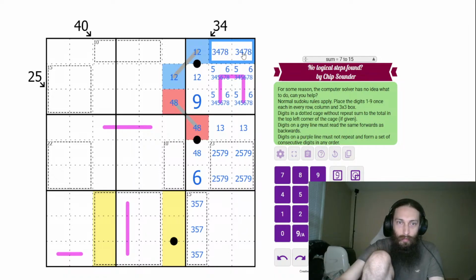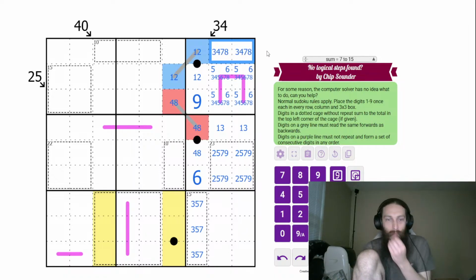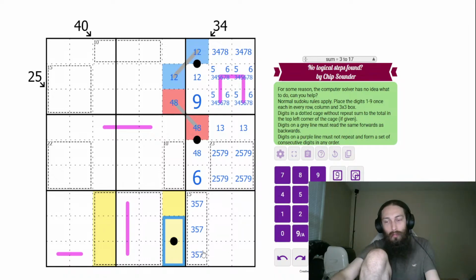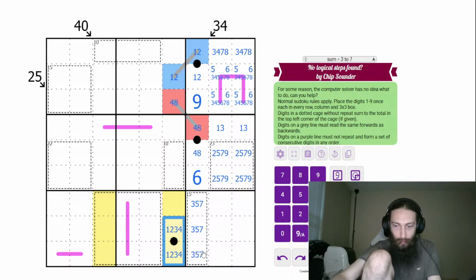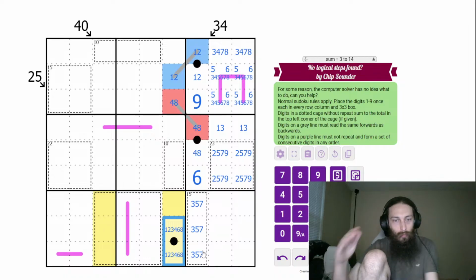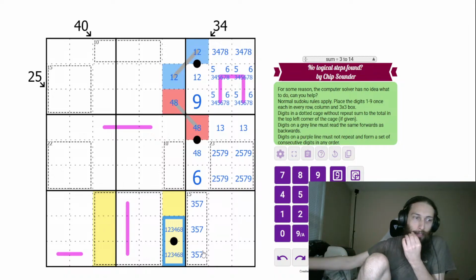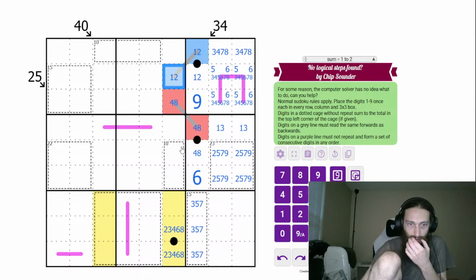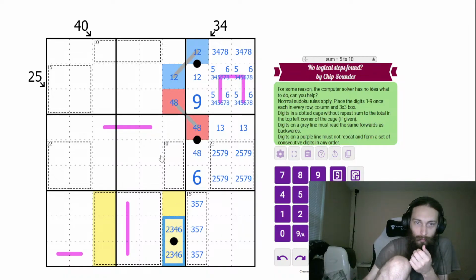3, 4, 7, 8. 1, 2, 3, 4, 6, 8, because 1 doubles to 2, doubles to 4, doubles to 8, and 3 doubles to 6, but we cannot do 1 and 2 here because we'll break this one up here. We can't do 8 and 4 because it'll break the other one.